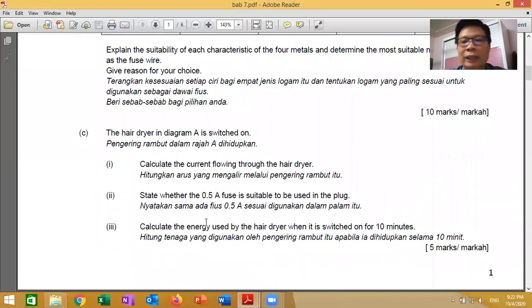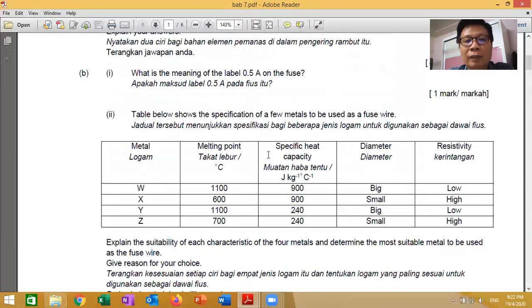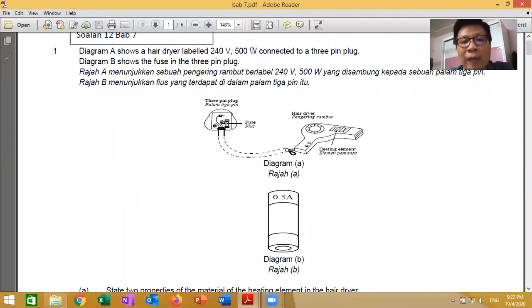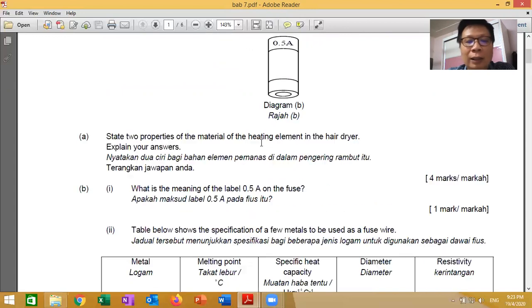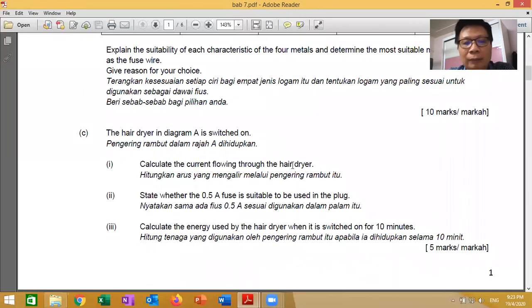And now, the last part, of course, the calculation. So please read the question. The hair dryer in the diagram is switched on, then calculate the current. Second, state whether a 0.5 ampere fuse is suitable or not. And the third, calculate the energy used by the hair dryer when it is switched on for 10 minutes. The hair dryer is here: power 500 watt, voltage 240. The questions: first, calculate the current. Second, state whether the 0.5 ampere fuse is suitable to use or not. And the last one, find the energy when it is turned on for 10 minutes.